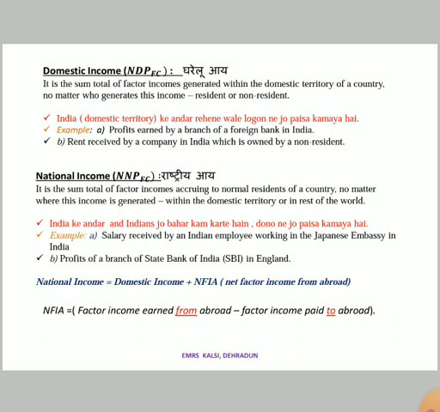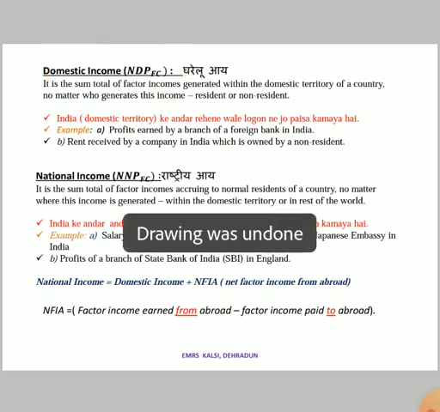So in domestic income, you have to be very particular regarding the place where it is being generated. If it is generated in India, it doesn't matter who is generating it, whether it is an Indian or American or Chinese or anybody. The main matter is that it is generated in India.